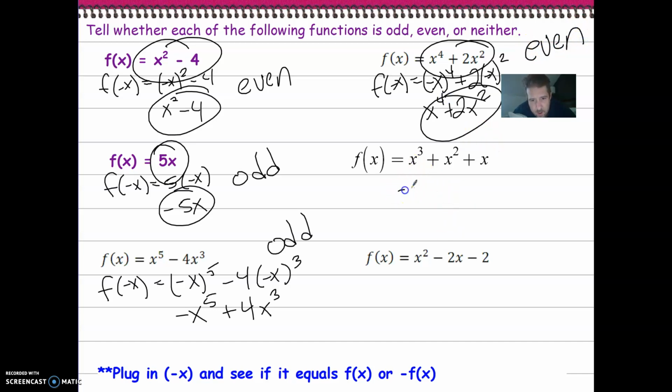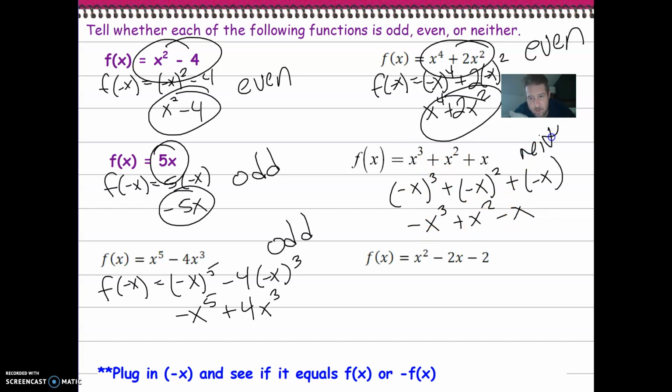For this one, negative x to the 3rd plus negative x squared plus negative x. This is going to be negative x to the 3rd. This is going to be plus x squared, and this is going to be minus x. That's the exact opposite. So that is the same, and that is the opposite. So this is neither. This is not negative f of x, nor is this f of x. This is not the same as the original, nor is it the opposite of the original. So therefore, this is going to be neither.